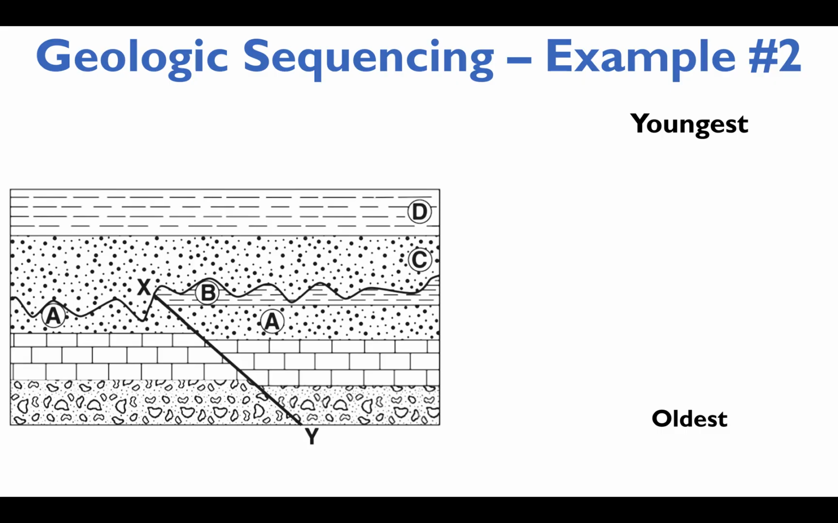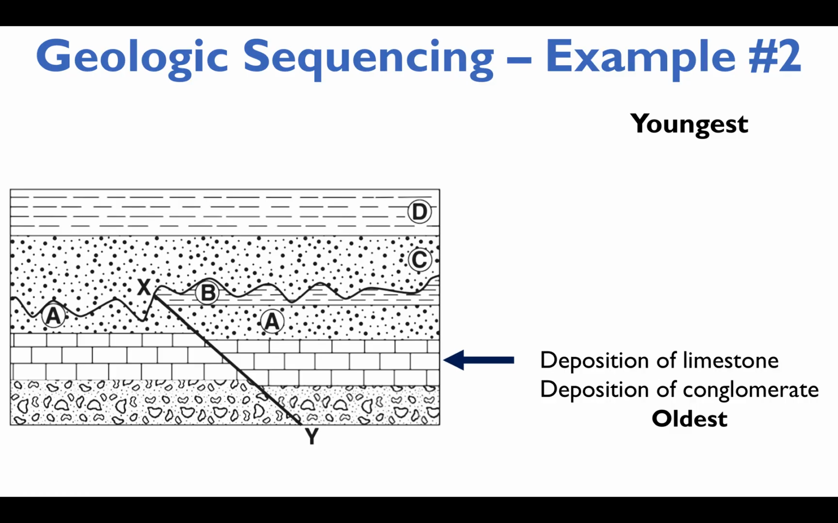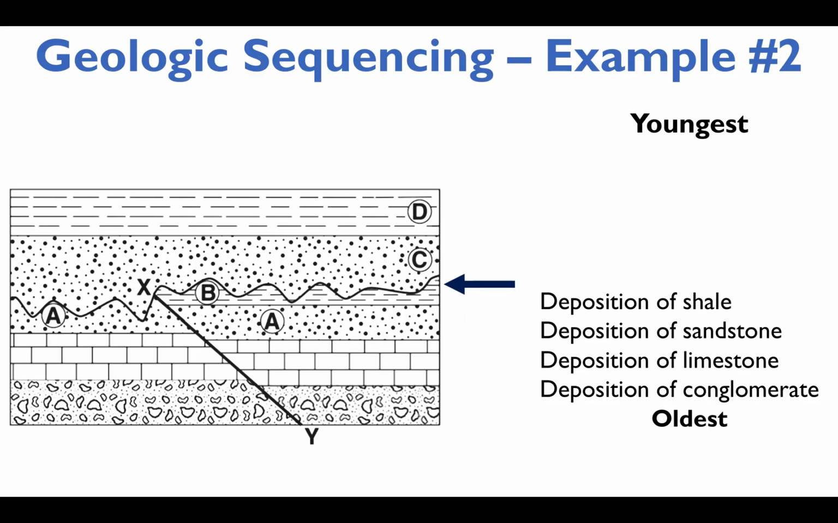So again, according to the law of superposition, the oldest layer is going to be on the bottom, which is going to be conglomerate, followed by the deposition of your limestone. Then you get the deposition of sandstone, followed by the deposition of your shale. Now those first 4 layers were all impacted by the fault line XY, which is your earthquake.